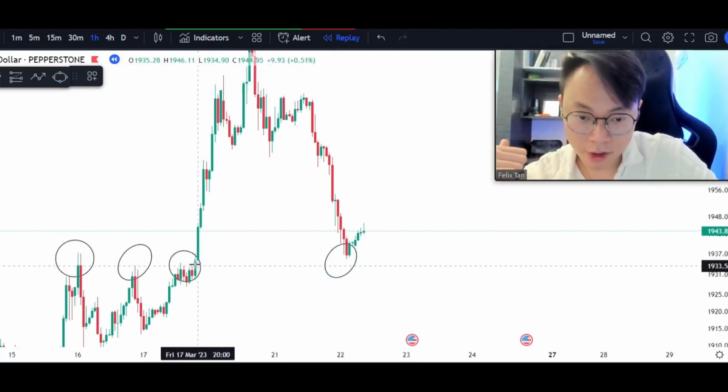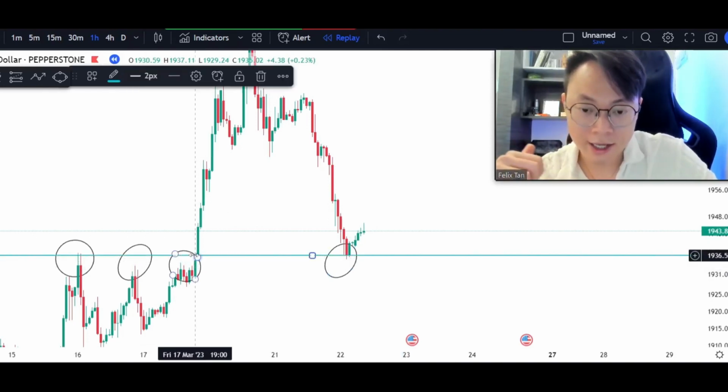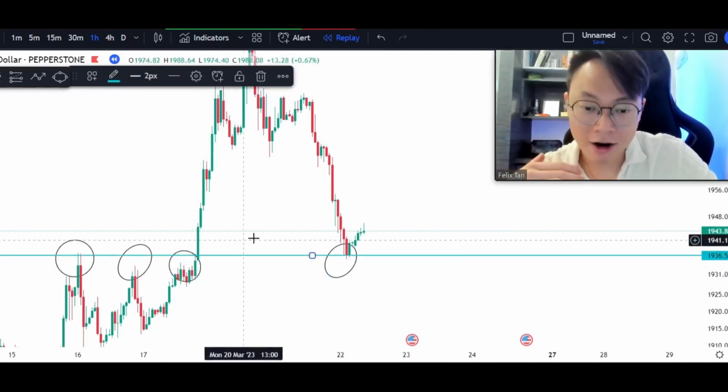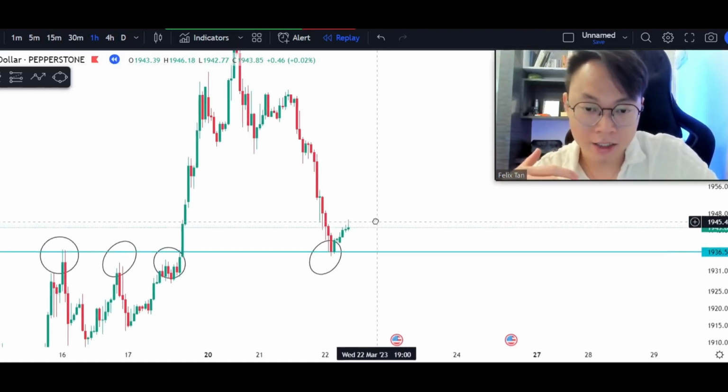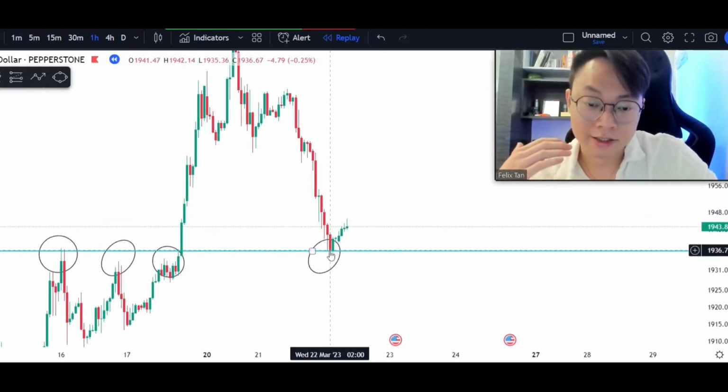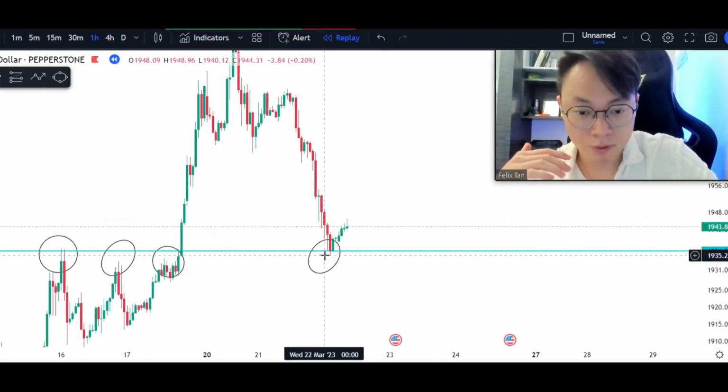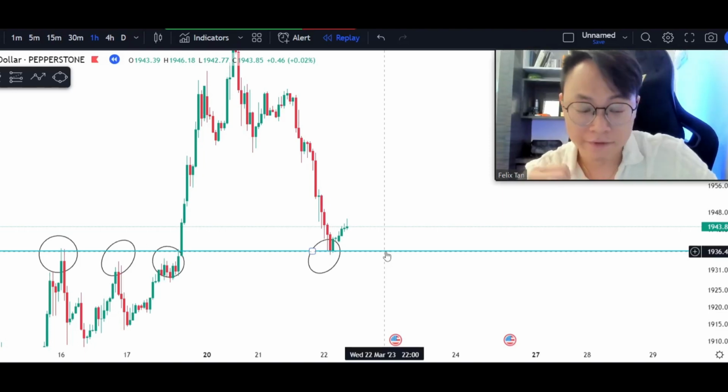So from this point, I will mark this as a key level. And how do I mark it? I will always mark it around the body instead of the wick. I will mark it on the body of the candlestick instead of the wick of the candlestick.